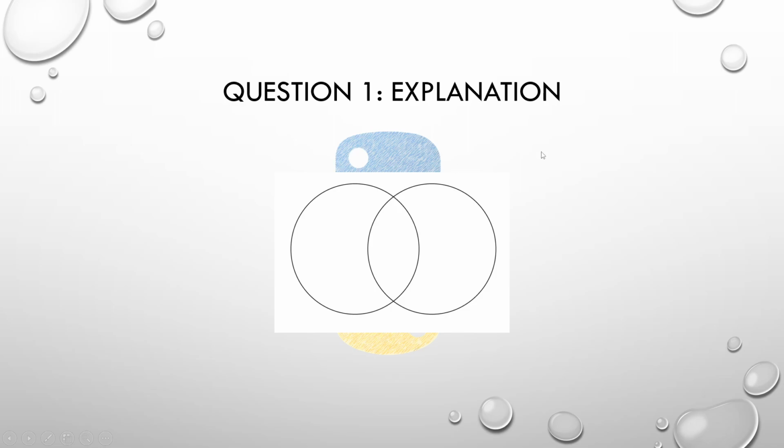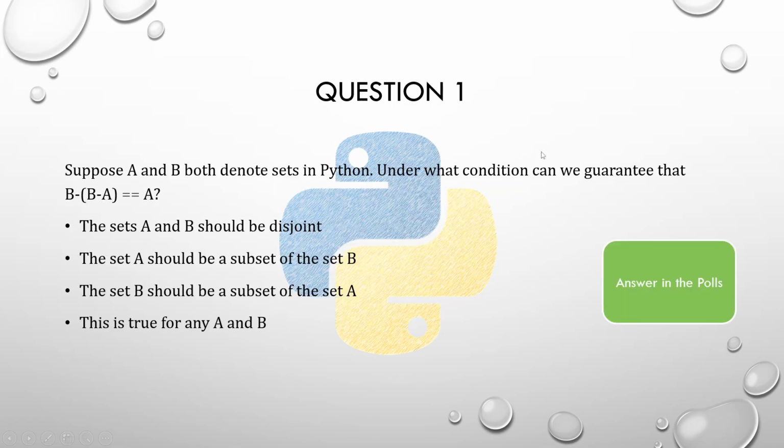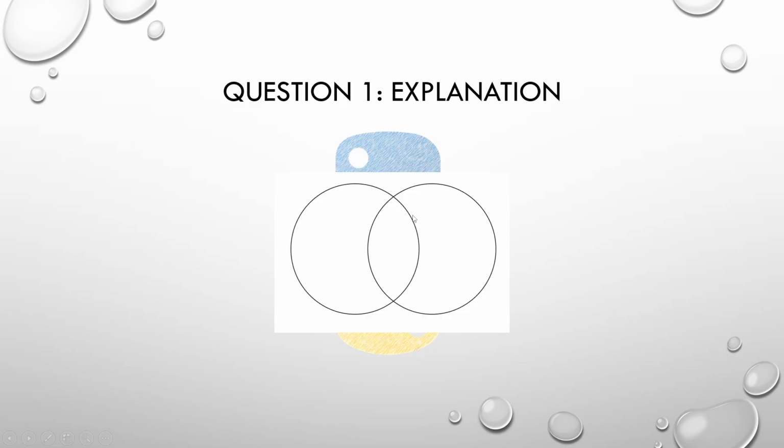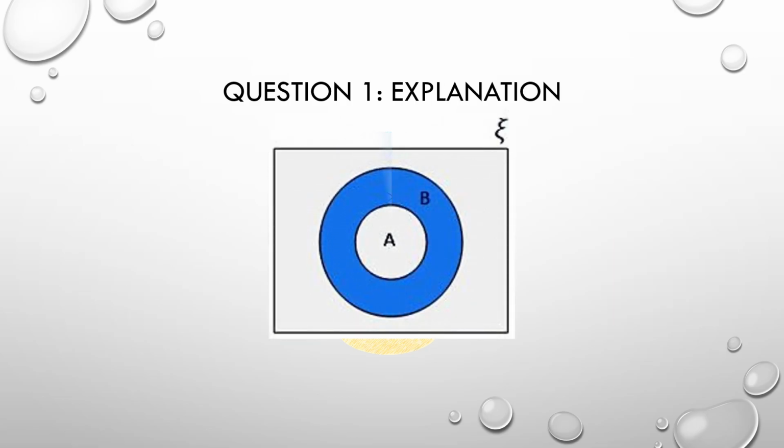Okay. So it says that the intersection of A and B is A. When is that possible? That is only possible when A is a subset of B. So the union of A and B will be B, and the intersection of A and B will be A.